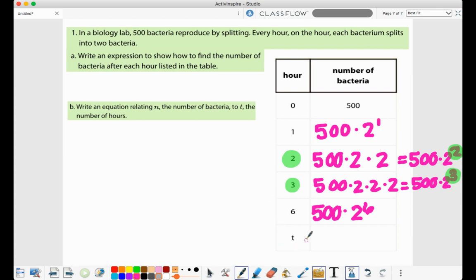Now consider what we would write for something to the t power. How could we write a general equation when our hour is an unknown, is that variable t? We would simply write it as 500 times 2 to the power of t. So what we're going to do now is take this idea, actually solve for the number of bacteria, and then use that information to create a graph.